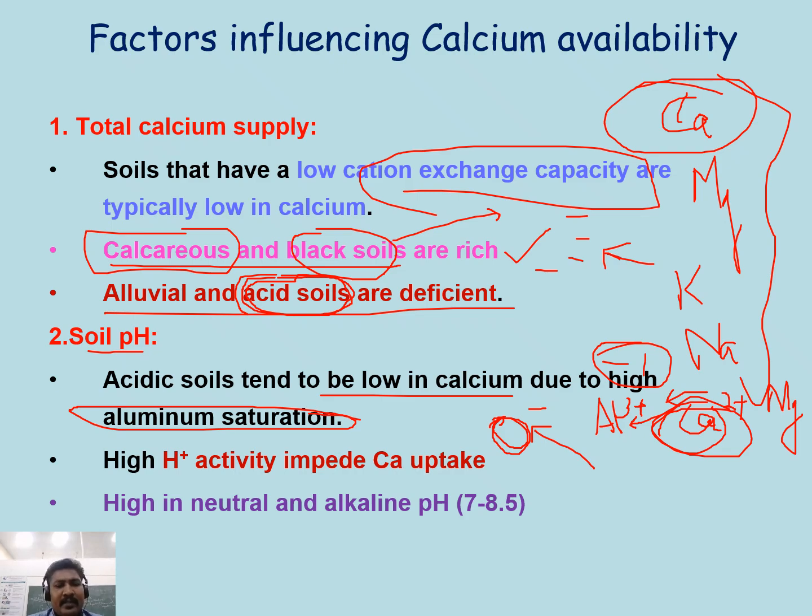Normally in acid soil, hydrogen ion activity is very high. This hydrogen ion hinders the availability of calcium in soil. Availability is high in neutral and alkaline pH. So having said that, the availability increases when the pH level in the soil also increases.